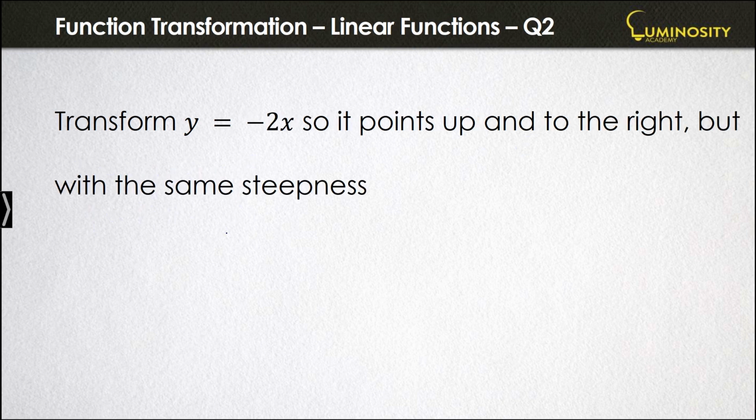Let's do another question. We want to transform y equals negative 2x so it points up and to the right, but with the same steepness. So currently, y equals negative 2x points down, kind of, well, it's supposed to intersect in the origin, but you know what I mean. But it is sloping downwards. So we want it to slope upwards.